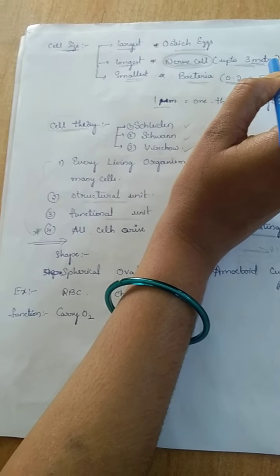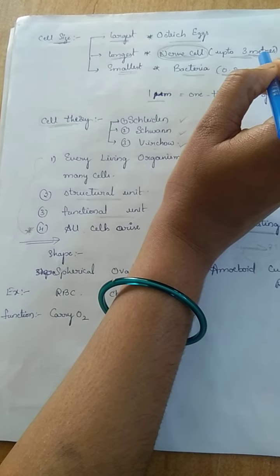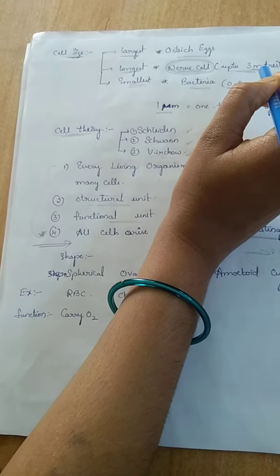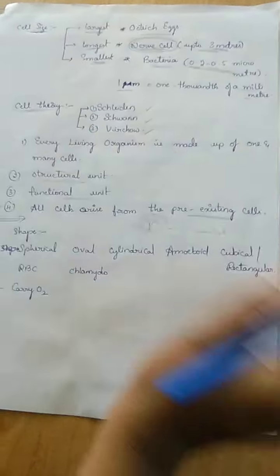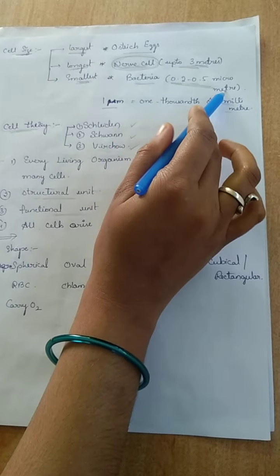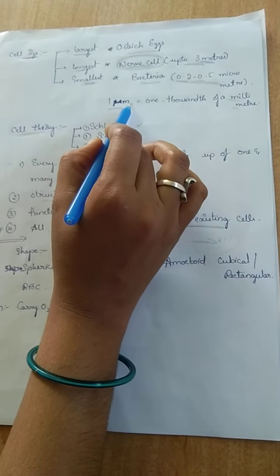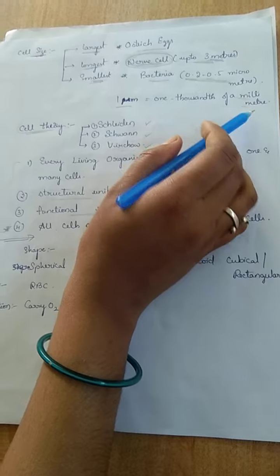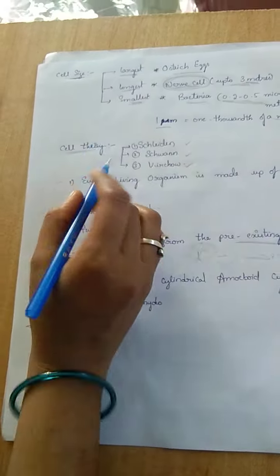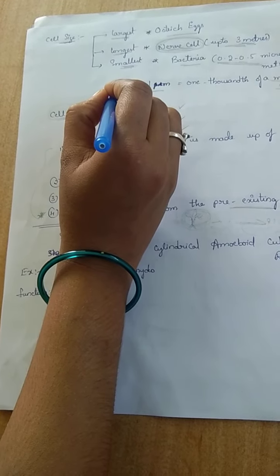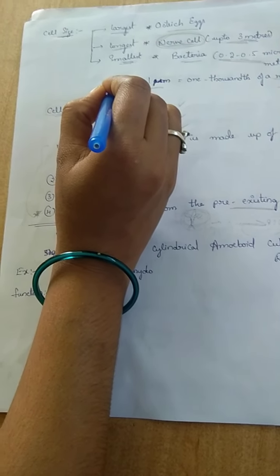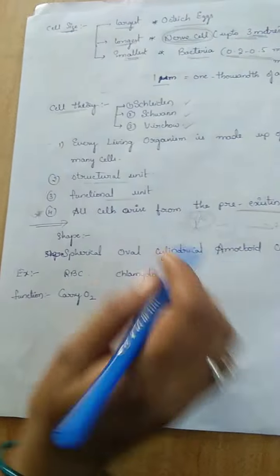These are up to 300 meters. They are very thin and very fine in their structure, but the length is more. And the smallest cells are observed in bacteria, up to 0.2 to 0.5 micrometer, and 1 micrometer is equal to one thousandth of a millimeter. So this is about how cells are classified based on their number, their shape, and their size.